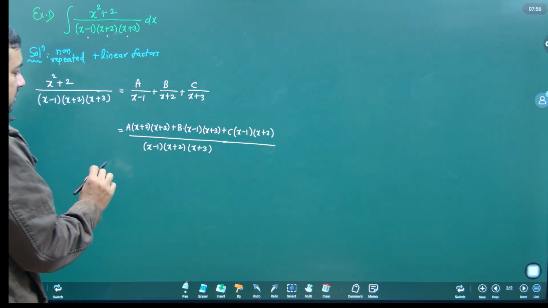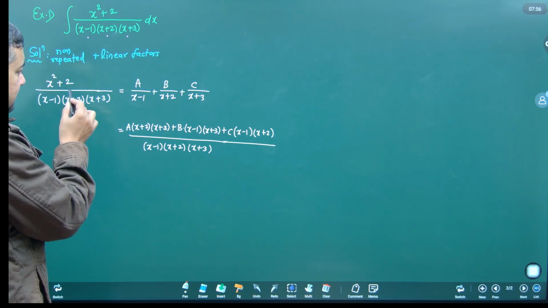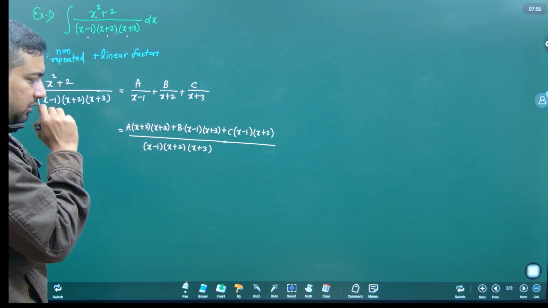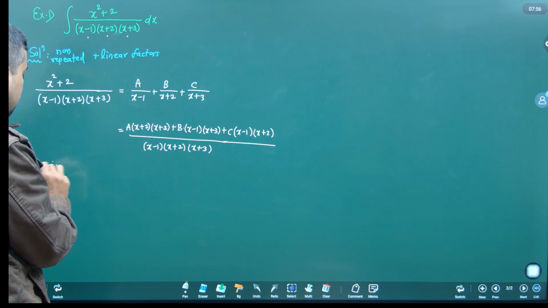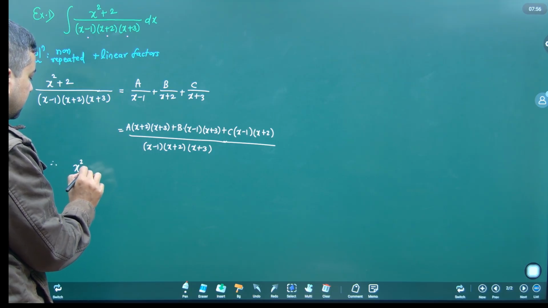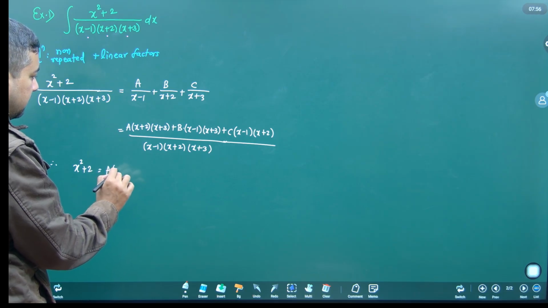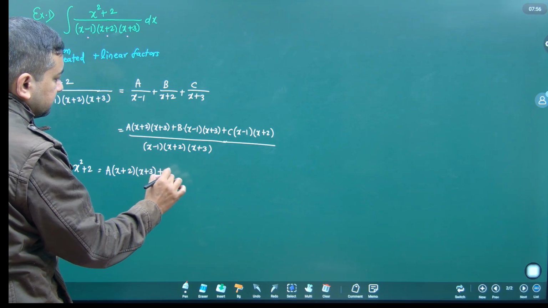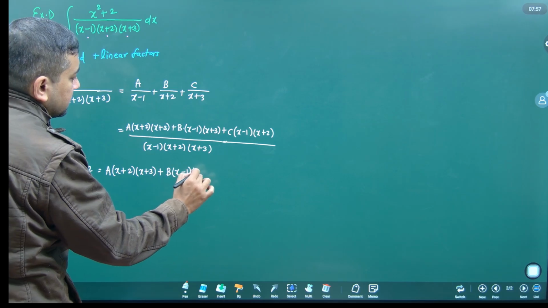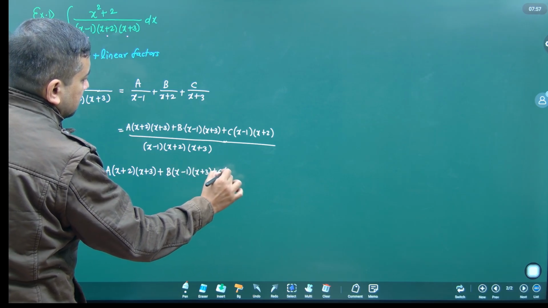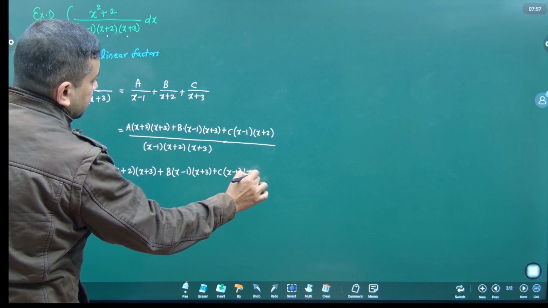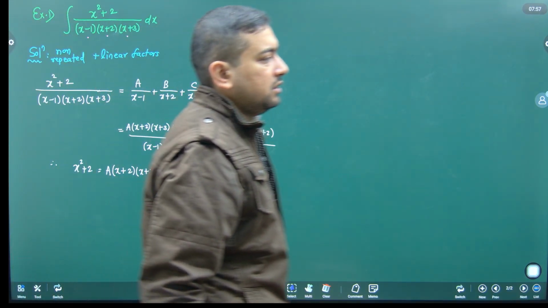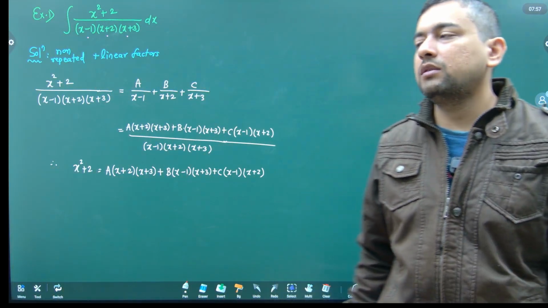See, on the left hand side the same fraction is there. The denominator is the same, so you can equate the numerators. By equating the numerators, you will get x square plus 2 is equal to a in bracket x plus 2, x plus 3, plus b in bracket x minus 1, x plus 3, plus c in bracket x minus 1, x plus 2. Now we need to find out A, B, C.